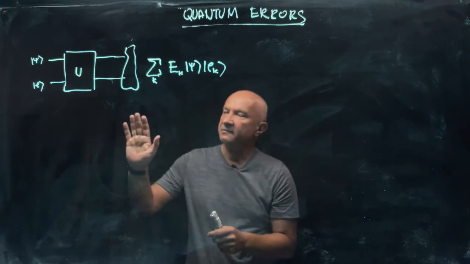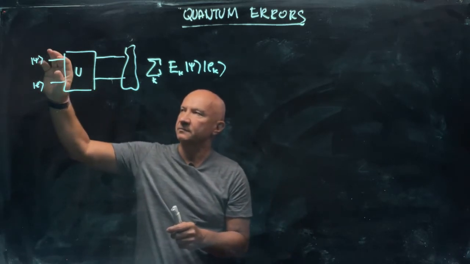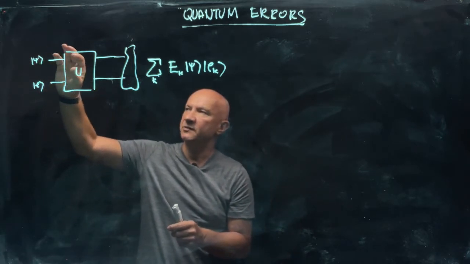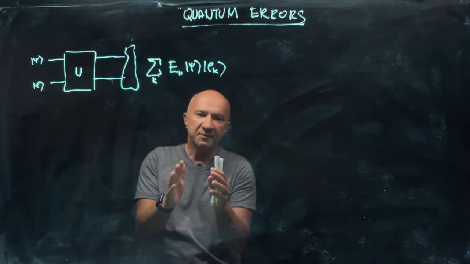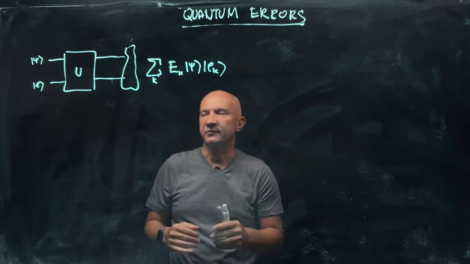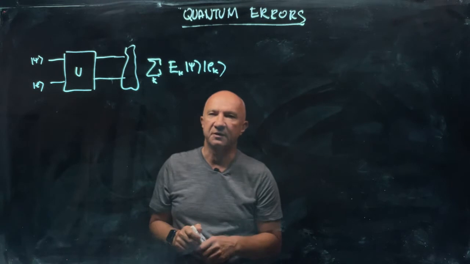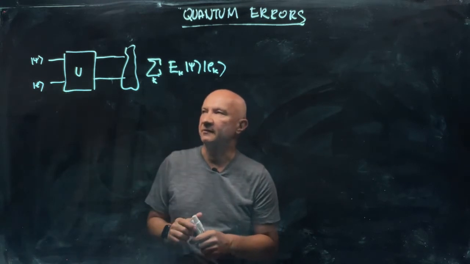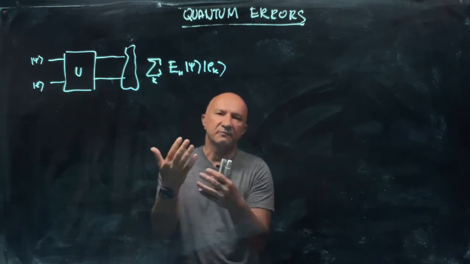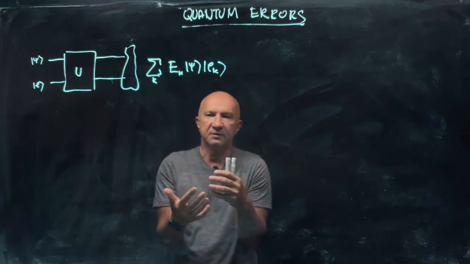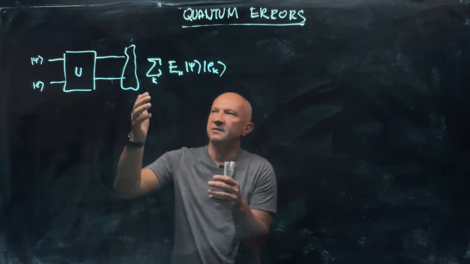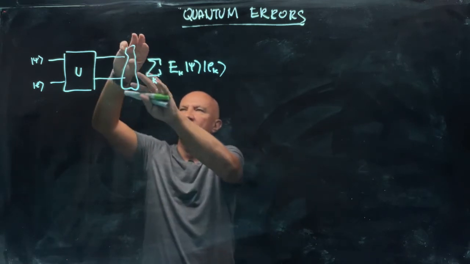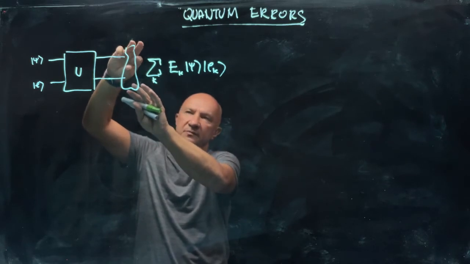So let's look at the situation where we have our system in state psi, an environment that has some fixed state at the very beginning. So we just assume that it's going to be in a pure state E. And then there is a unitary operation, the interactions between the system and the environment, that results in an entangled state of the system and the environment.